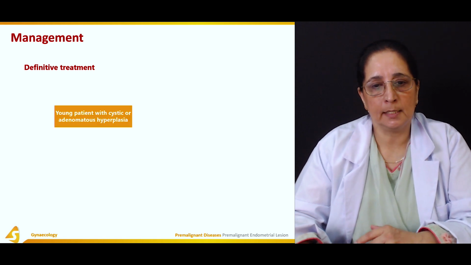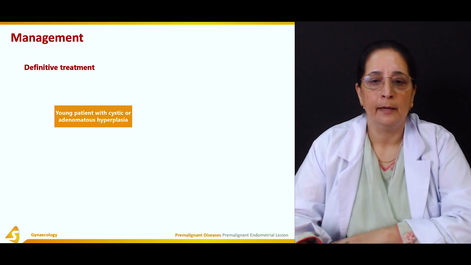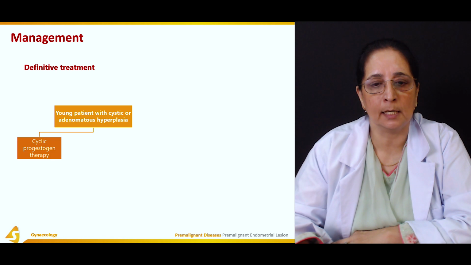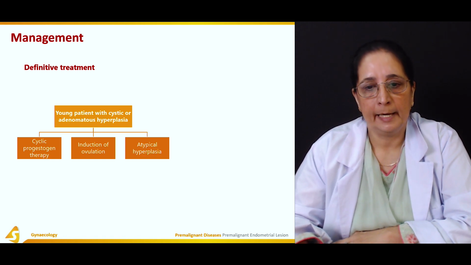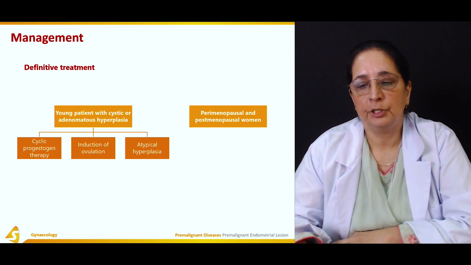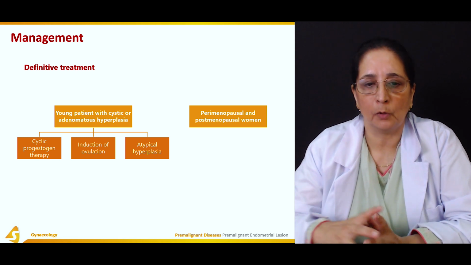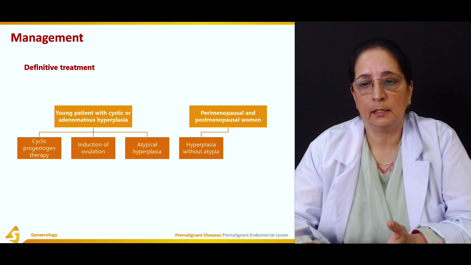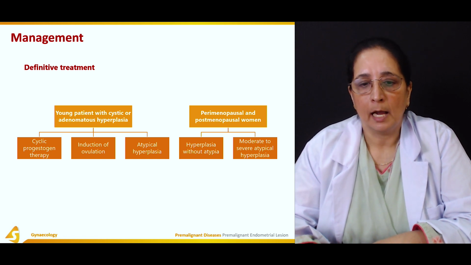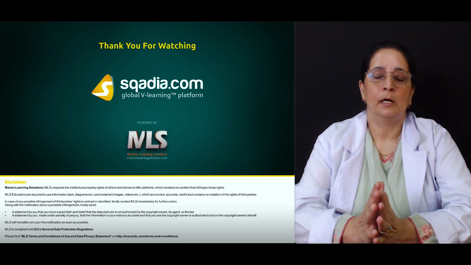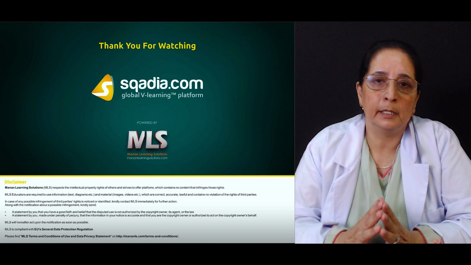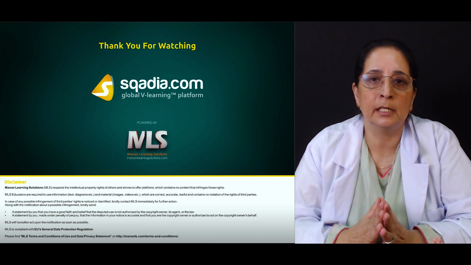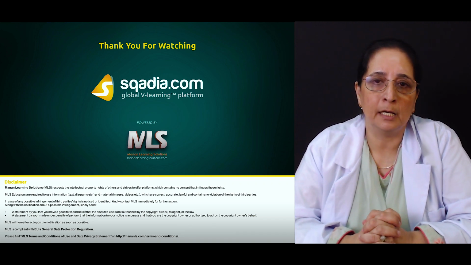For definitive treatment, if the patient is young with cystic or adenomatous hyperplasia, then cyclic progesterone is given, then induction of ovulation. Then atypical hyperplasia: if the patient is perimenopausal or postmenopausal, then the treatment is different. If it's hyperplasia without atypia, then moderate to severe atypical hyperplasia. So treatment depends on the age of the patient, whether the age of menopause has been reached or the patient is in the reproductive age. Treatment options are different in both conditions.